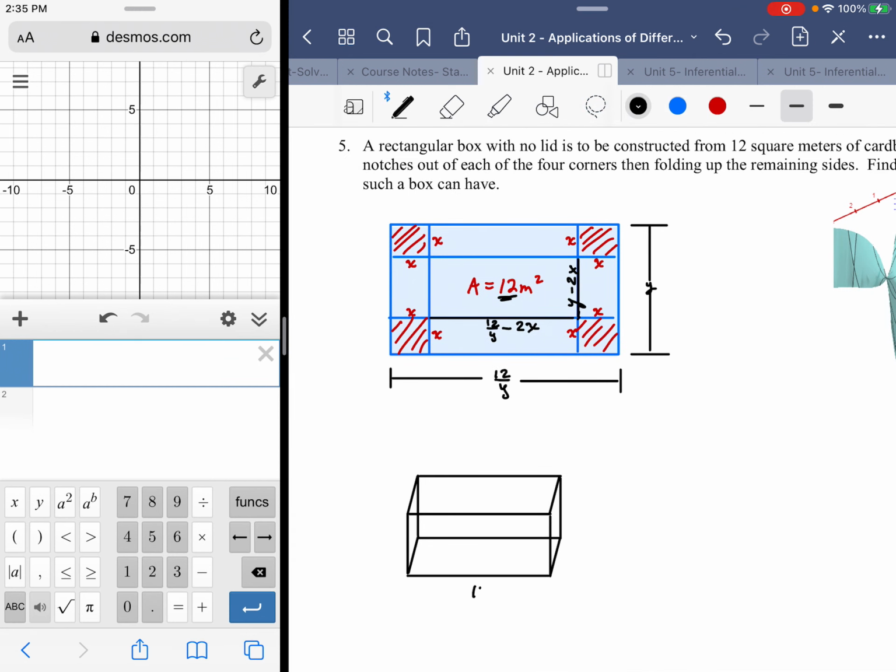So 12 over Y, Y, with a height of X. All right. So the volume is length, width, height.